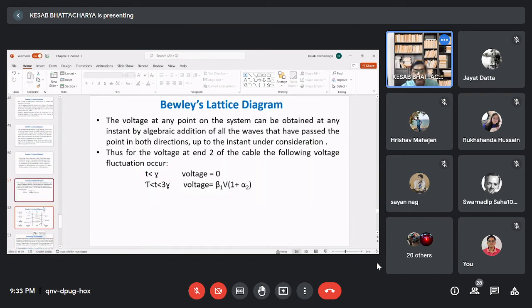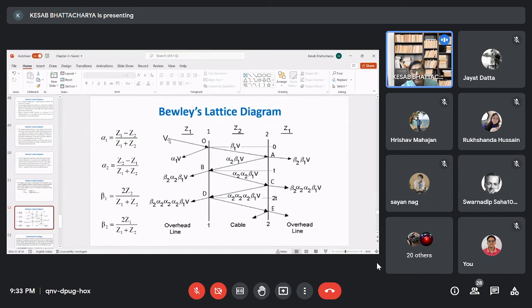Now let me show you the diagram. Let this be the voltage. This is Z1, this is Z2, this is Z1 again. I am sorry. Now this is the 0 instant.